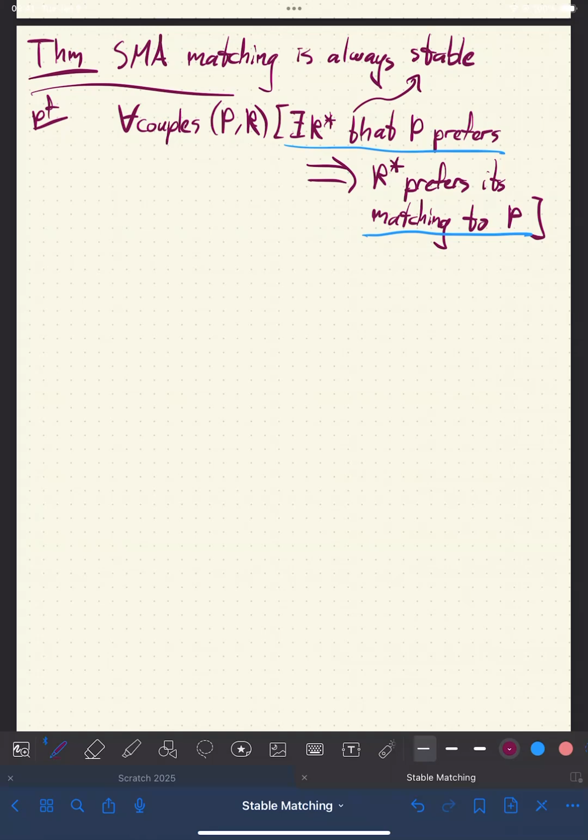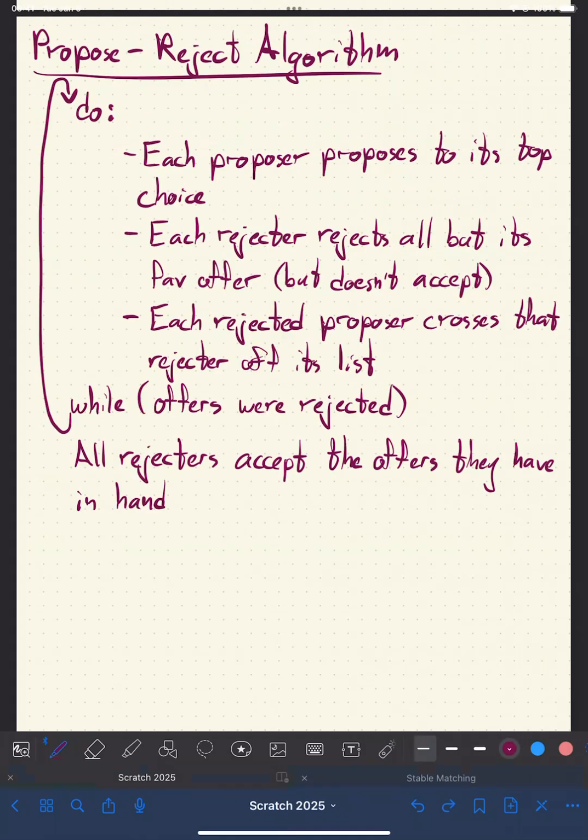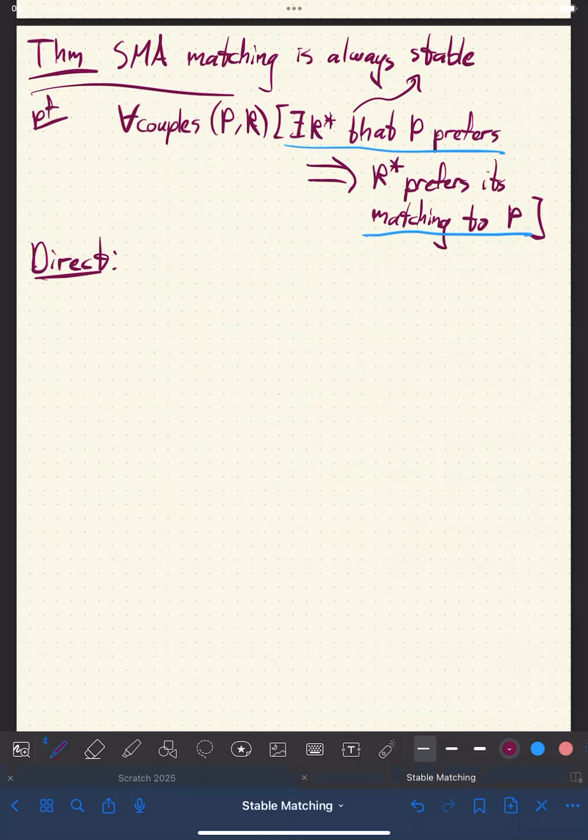So let's go ahead and try direct, right? So let's do a direct proof. And remember, direct means we assume P and see if we can show Q follows, right? So this is supposed to be for all couples. So let's consider an arbitrary couple. Consider couple PR in the final matching.